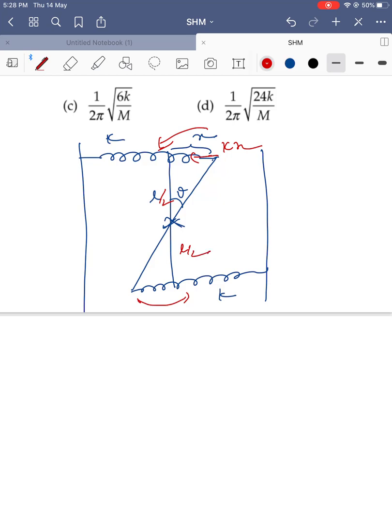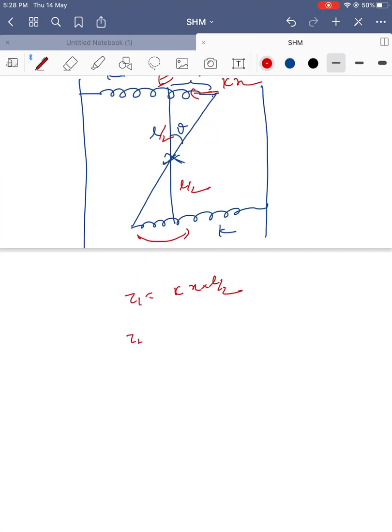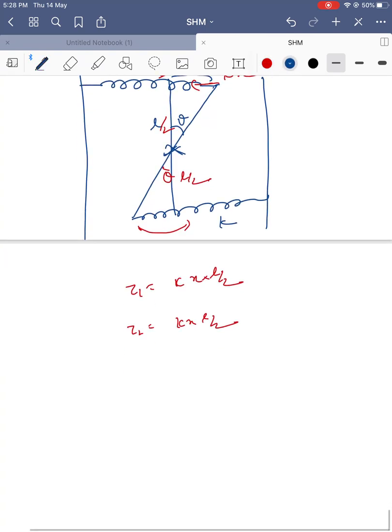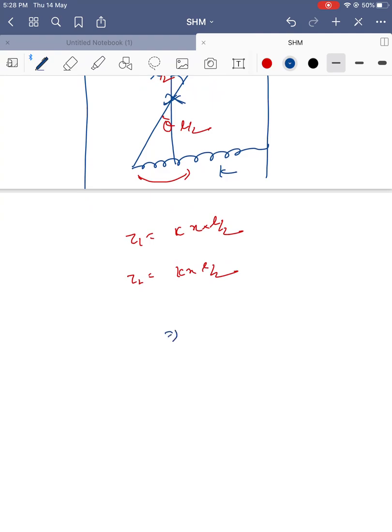L by 2 and L by 2. So for net torque, tau 1 is equal to Kx into L by 2, and tau 2 is equal to Kx into L by 2. So it's like one of the previous problems, but still we will do it. Net torque is equal to Kx into L. Tau is equal to I into alpha.